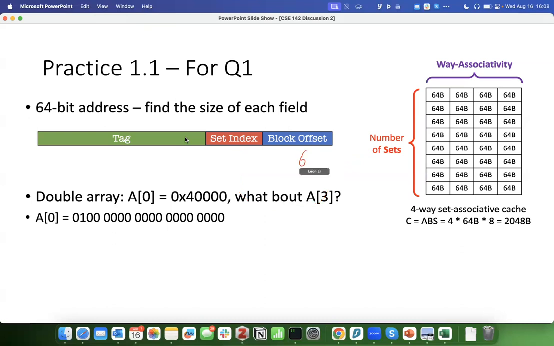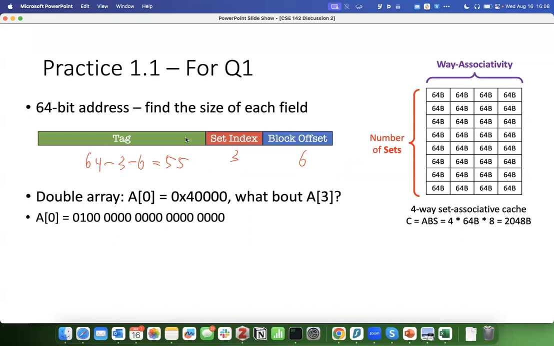So 6 and 3, and 64 minus 3 minus 6, which is 50. Well, why is my math so bad? 55. Yeah, 55 bits for the tag.